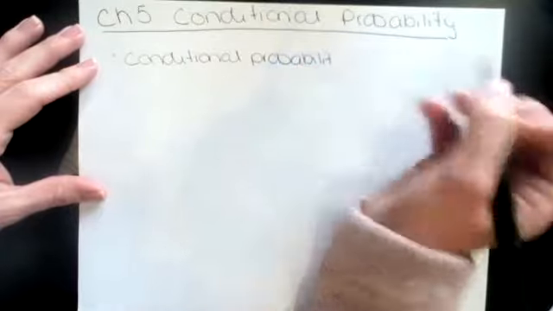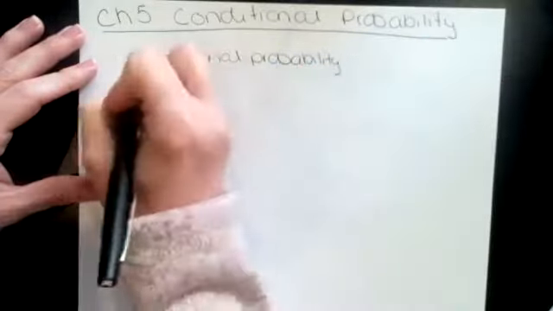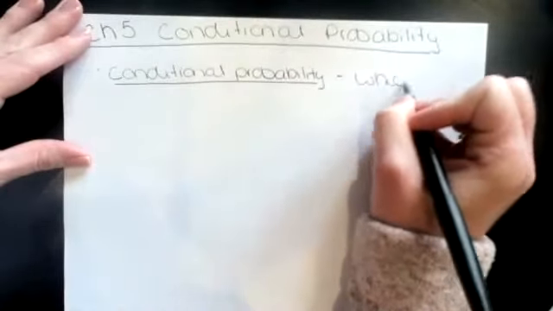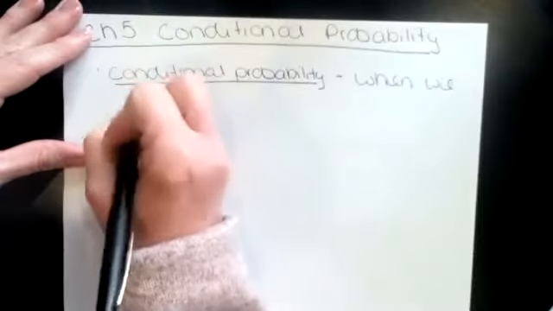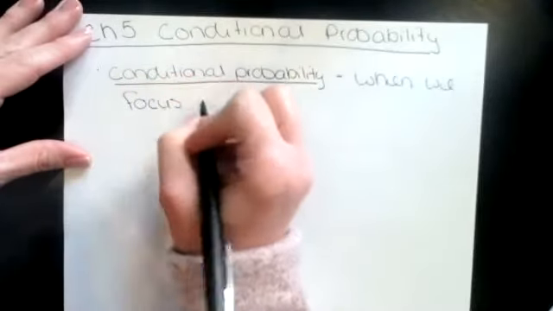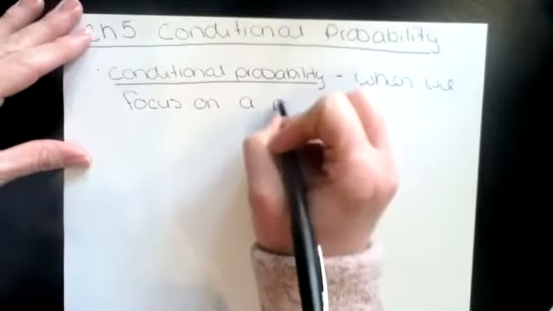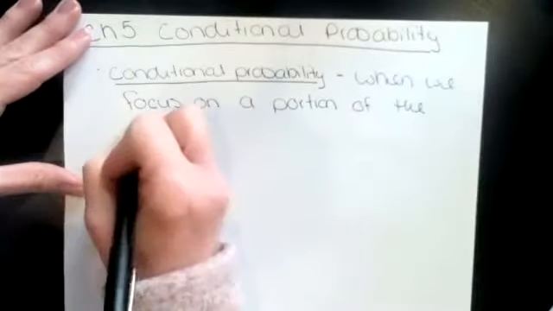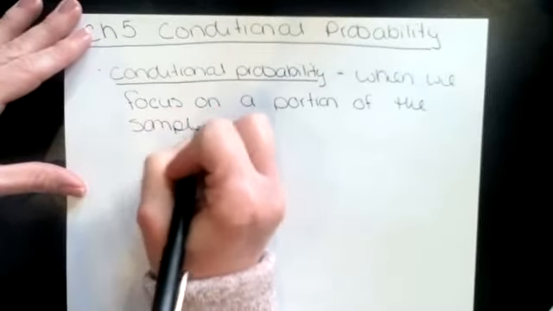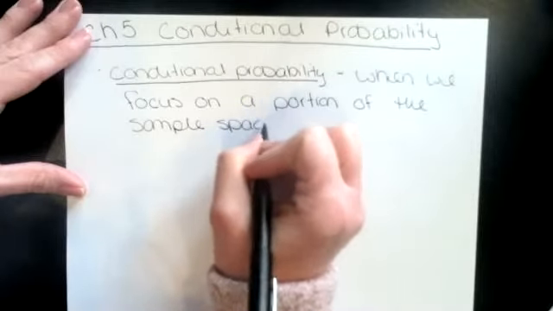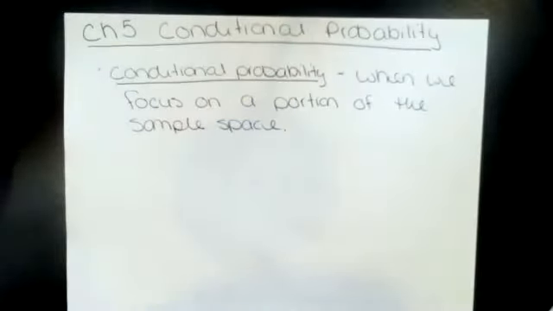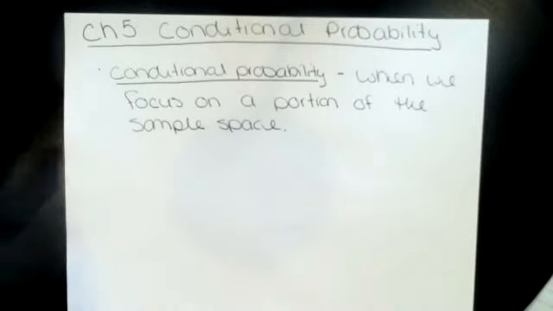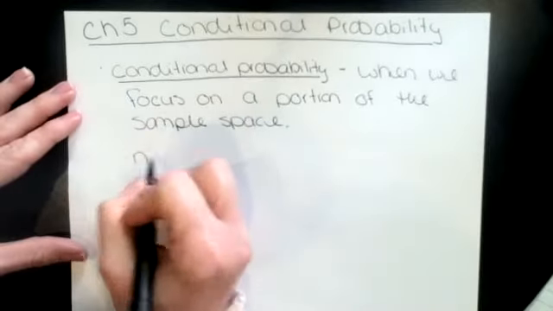And the notation. So conditional probability is when we focus on a portion of the sample space. So remember, the sample space is everyone in the sample, but we're going to focus on a portion. And I'm going to show you that with an example in a minute. I just want to get to some notation.